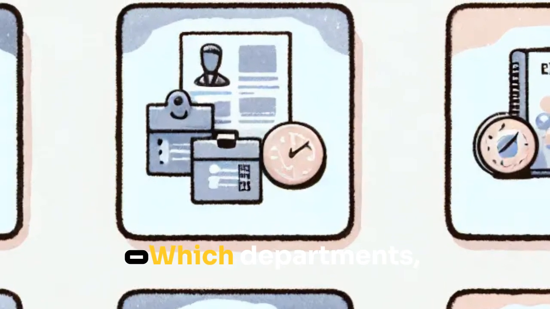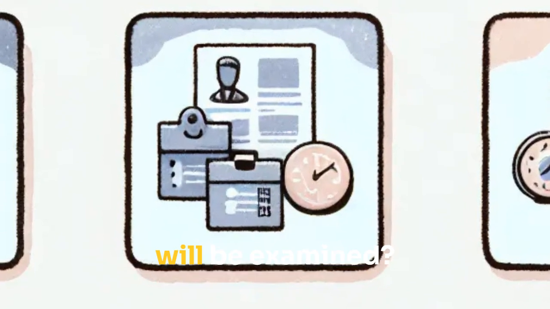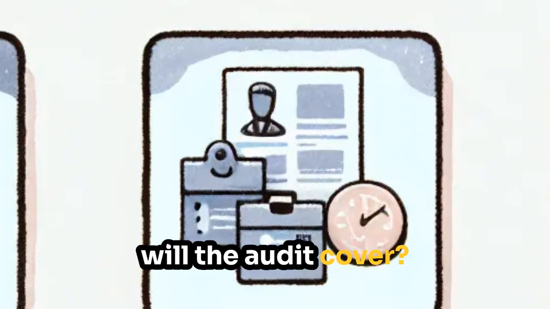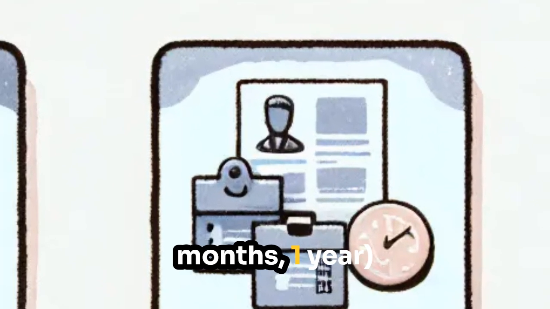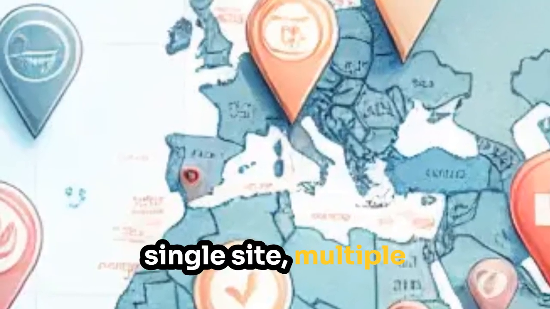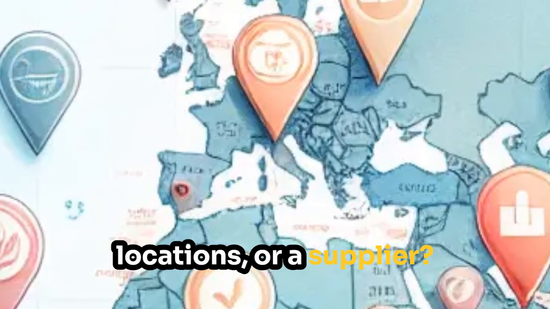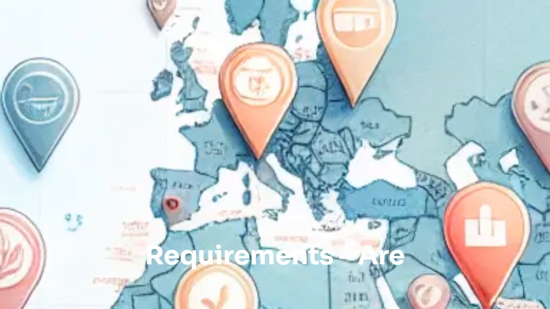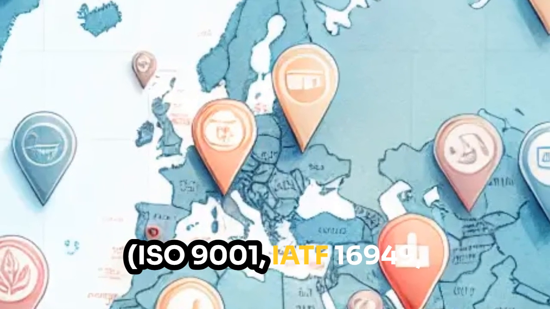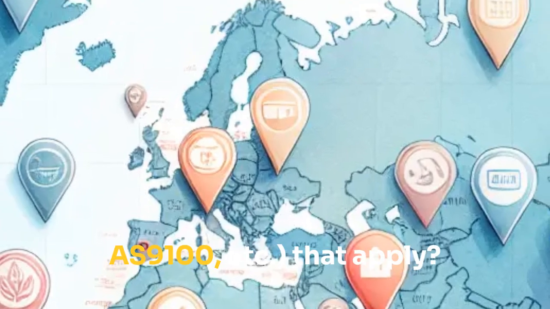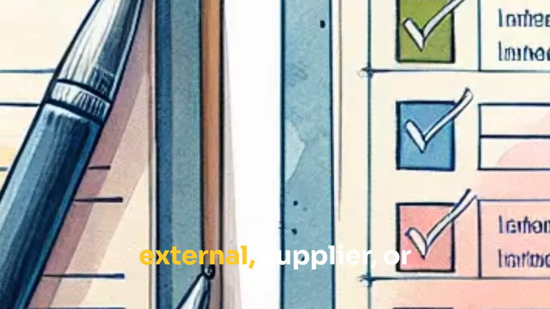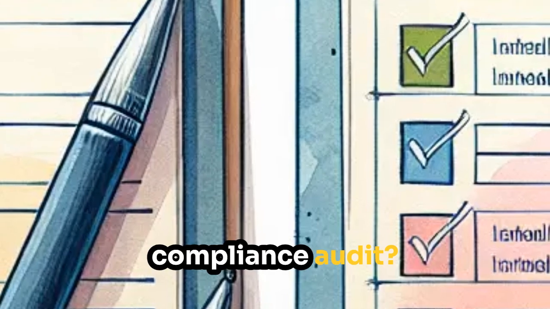Processes to be audited. Which departments, procedures, or systems will be examined? Time frame. What period will the audit cover, e.g. the last 6 months, 1 year? Locations. Will the audit cover a single site, multiple locations, or a supplier? Regulatory and standard requirements. Are there specific rules, ISO 9001, IATF 16949, AS9100, etc., that apply? Audit type. Is it an internal, external, supplier, or compliance audit?